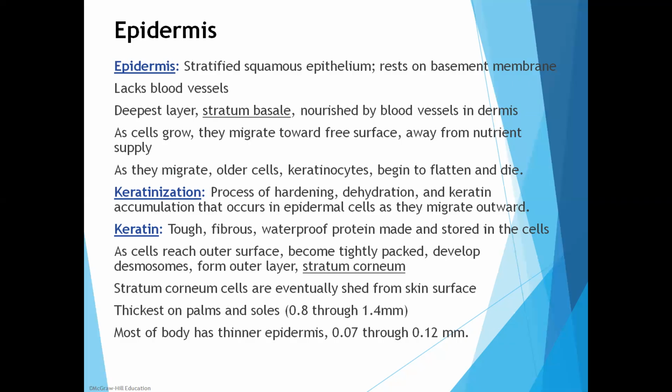Another big thing that's very important is the idea that we have this keratin accumulation. And keratin, when we look at the term kerato, it actually means horny tissue. So if you look at a rhino's horn, it's composed of keratin. So it's this very tough and fibrous protein. And again, if you think about a rhino's horn, it's very, very strong. And it's also waterproof too, which is another thing that's very important to keep in mind. So as the cells hit that more superficial layer, they become really tightly packed and they form this outer layer. That's the stratum corneum.